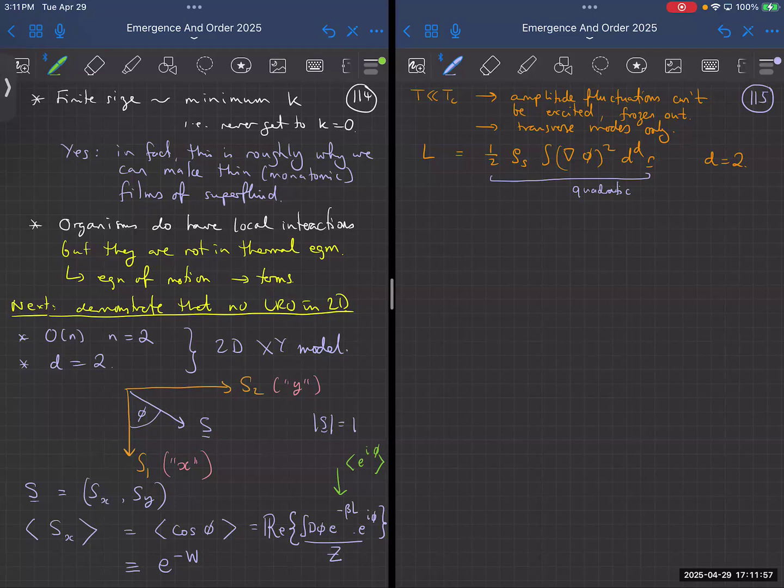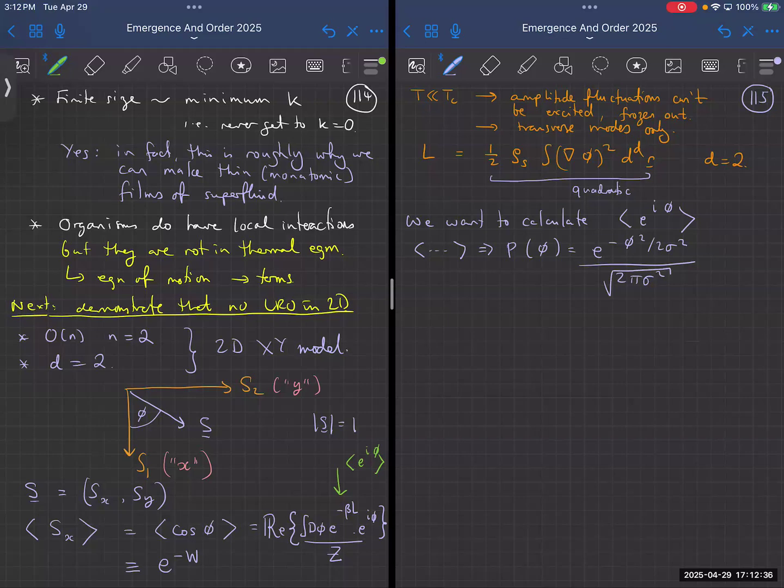So we're going to use a result from Gaussian integrals. So we want to calculate the expectation value of e to the i phi. And what is that? Well, if this variable has a probability distribution which is something like e to the minus phi squared over 2 sigma squared over the square root of 2 pi sigma squared, so this is a Gaussian variable, then the expectation value of e to the i phi, you can just do that as a Fourier transform, and that is equal to e to the minus 1/2 the expectation value of phi squared.